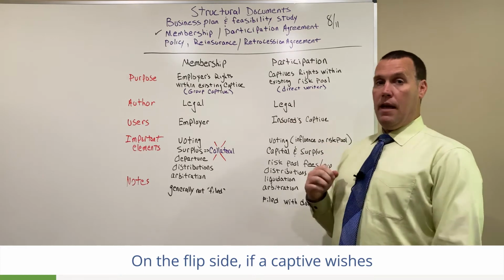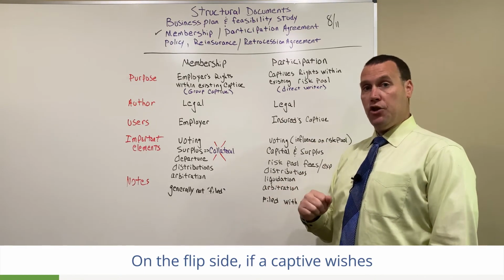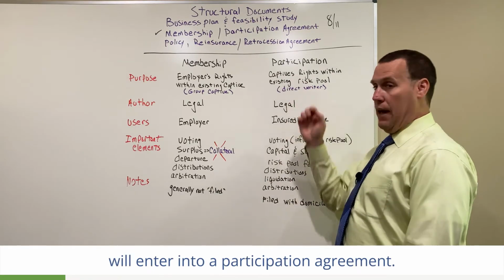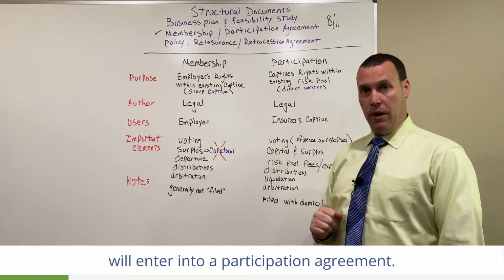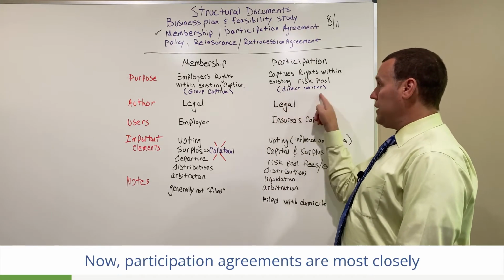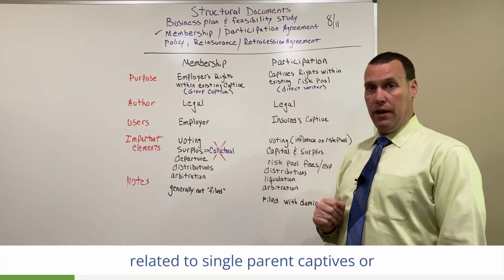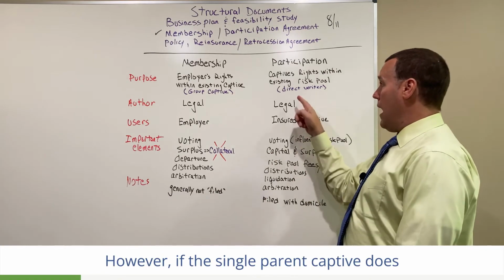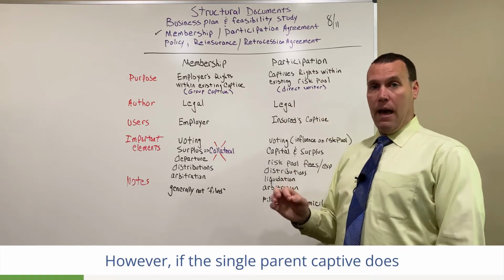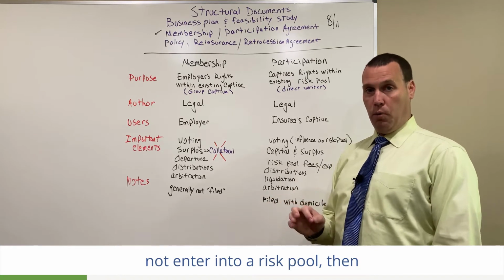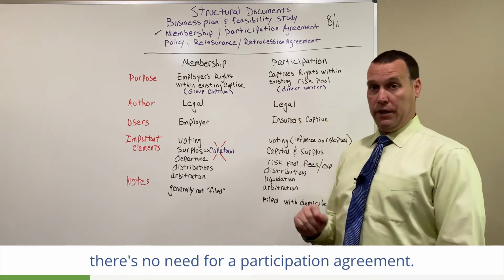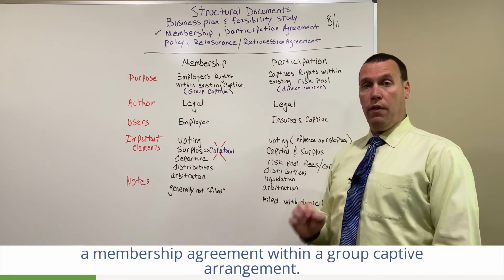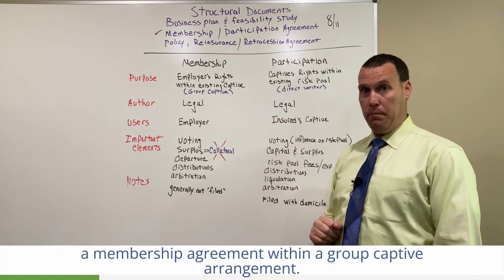On the flip side, if a captive wishes to exchange risk within a risk pool, it will enter into a participation agreement. Now, participation agreements are most closely related to single parent captives or direct writer captives. However, if the single parent captive does not enter into a risk pool, then there's no need for a participation agreement. But there will always be a need for a membership agreement within a group captive arrangement.